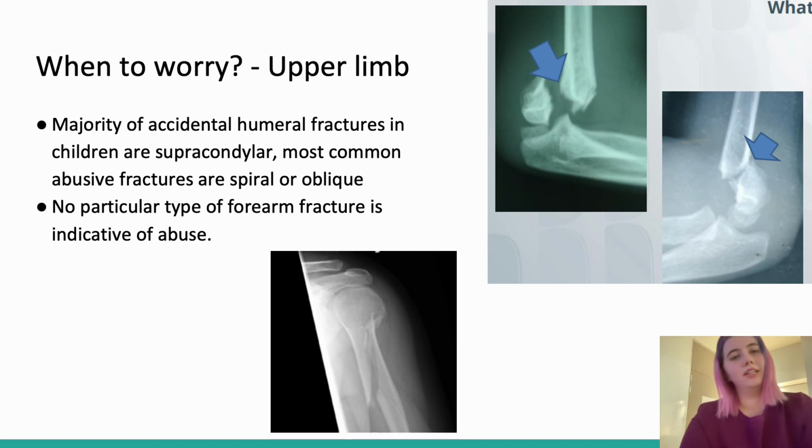With the upper limb, the majority of accidental humeral fractures in children are supracondylar, and the most common abusive fractures are spiral or oblique. There's no particular type of forearm fracture that is indicative of abuse. You just look at it as a whole and see if it lines up with the history.